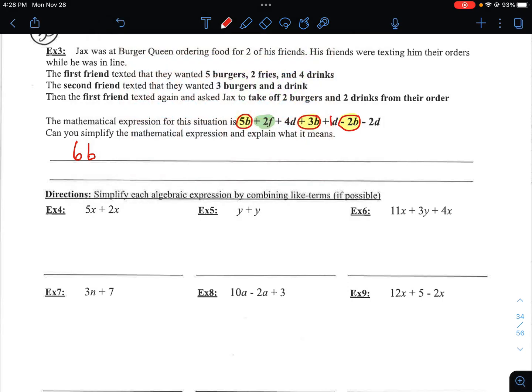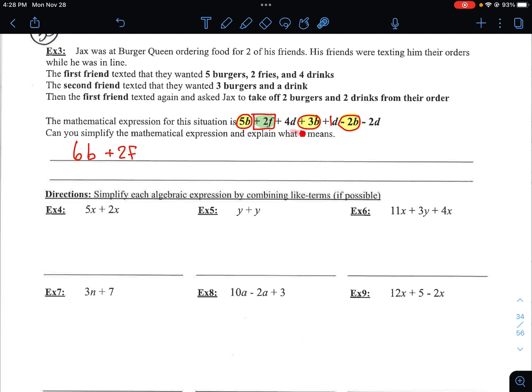So we're going to say, all right, 6b plus 2f. Now, if you didn't have a highlighter, you may want to use a different shape, like, oh, I can use a box for the fries, like rectangles for the fries. All right, are we done there? Just 6 burgers and 2 fries?